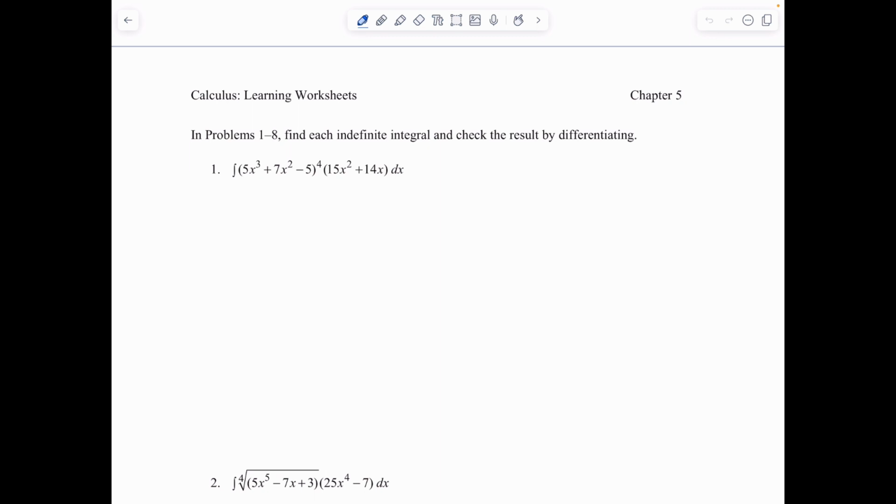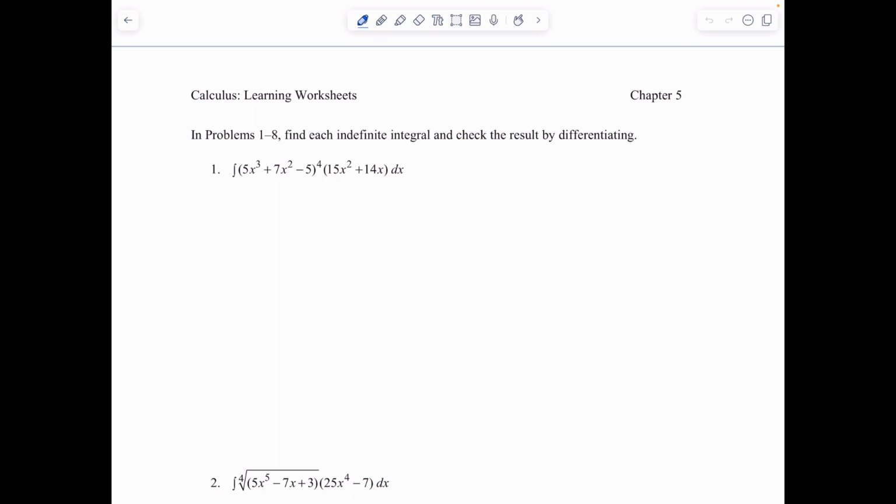In problems 1 through 8, find each indefinite integral and check the result by differentiating. Here we have the integral of 5x cubed plus 7x squared minus 5, all raised to the 4th power, times 15x squared plus 14x dx. So now we can see, okay, I don't just have an expression, I have my whole function raised to a power now.